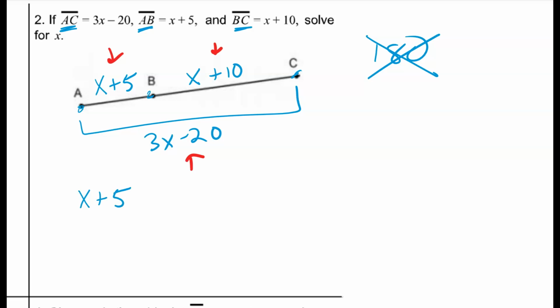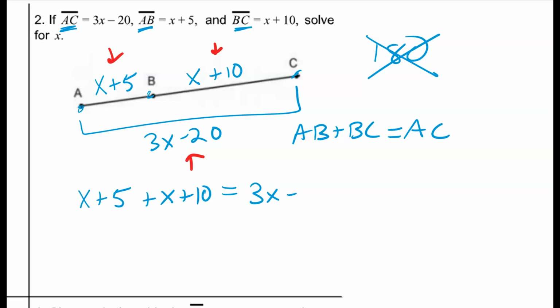So this is another addition postulate. If I add up one part and add it to the other part, so I'm taking AB and adding it to BC, together, that should be the entire length of the segment AC, because I know it's a straight line segment. So I take x plus 5, x plus 10, I sum them, and I set it equal to my whole, 3x minus 20. Again, I'm going to combine like terms. x plus x is 2x, 5 plus 10 is 15.